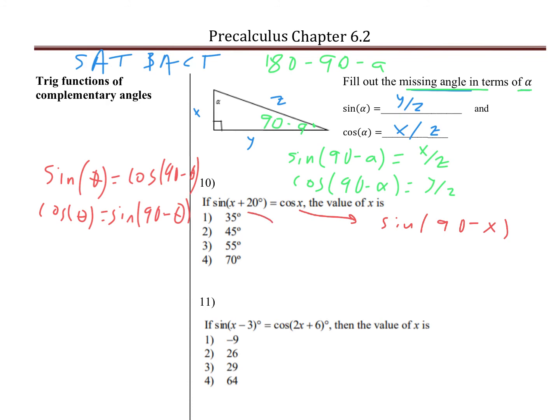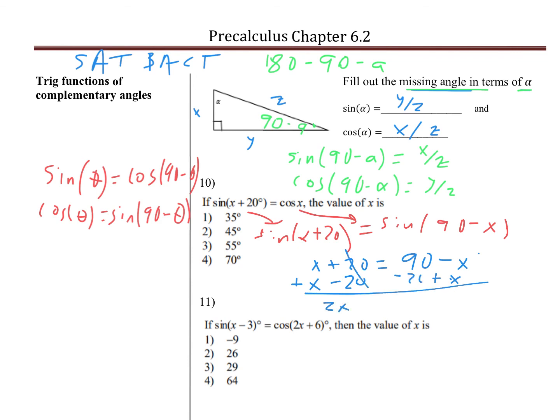I'm going to keep the left one the same. So I'm going to say sine of x plus 20. Well, those two then need to be equal, right? So if those are equal, well, I know sine is equal to sine, so now all I need to do is set the insides equal. So now I just need to solve this. I have variables on both sides, so I would just add this x over here, and I would subtract the 20. So I'm going to say 2x equals 70. So then if I divide by 2, then x must be 35.